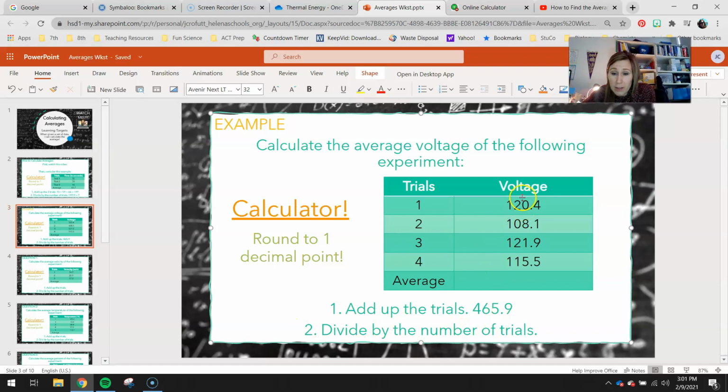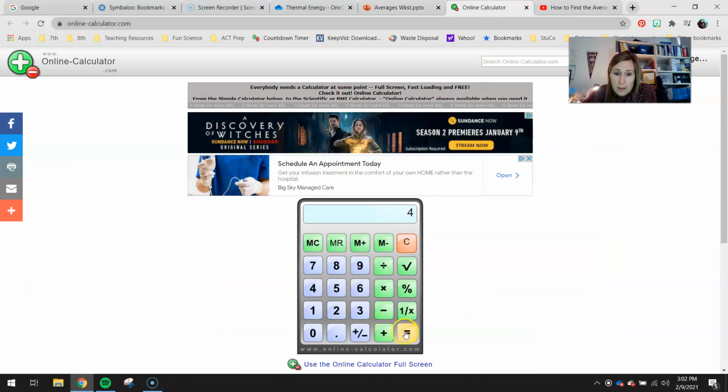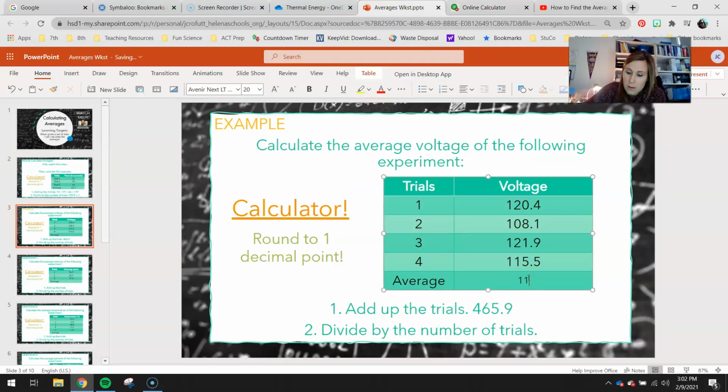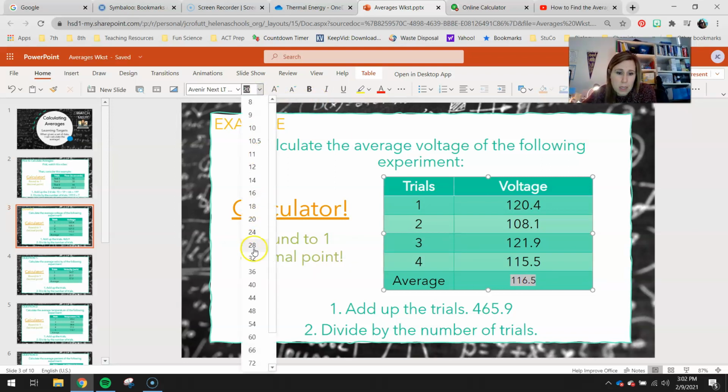Divide by the number of trials or the number of numbers, however you guys want to look at it. In this case, I had 4 different data points or data sets, okay? So I'm going to take 465.9, divide that by 4. And your answer there should be 116.48. So we can go ahead and round up. So 116.5 is good enough for me.